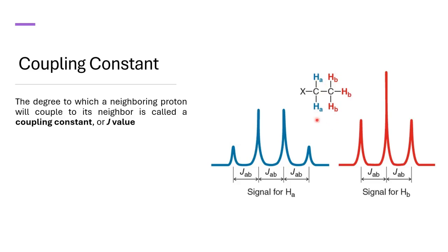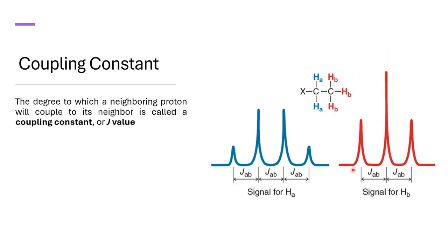HA has a neighbor, HB, of 3, so the HA signal will be split into n plus 1, or 3 plus 1 equals 4. We expect a quartet for the signal of HA. For HB, the HB protons have as neighbor HA, there's 2 of them, n plus 1 or 2 plus 1 gives us 3. We expect the signal for HB to be split into a triplet.